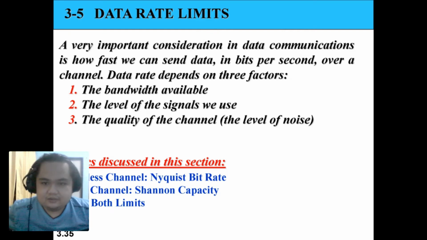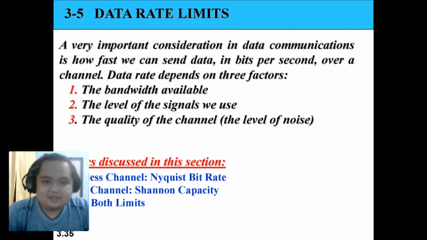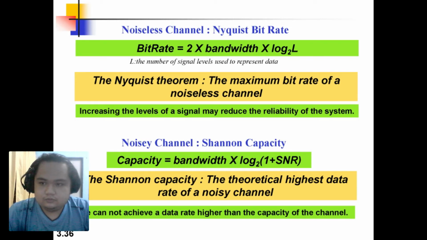Data rate limit. A really important consideration in data communication is how fast we can send data, in bits per second, over the channel. Data rate depends on three factors: the bandwidth available, the level of the signals we use, and the quality of the channel.